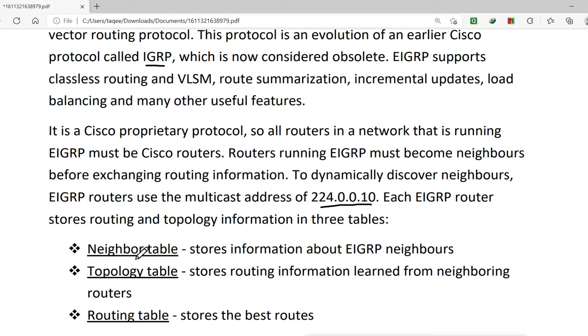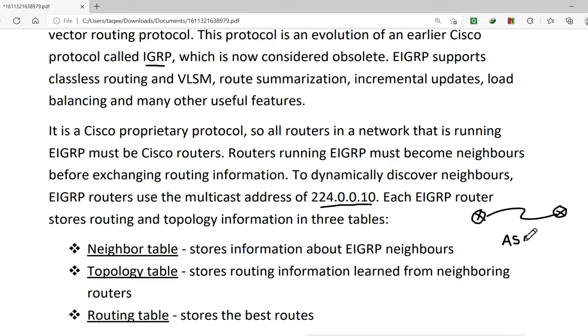So first it creates the neighbor table. Now for becoming neighbors, there is a criteria for these two routers. If you have two routers directly connected, they will only become neighbors when they send hello packets to each other. The information within the hello packets must be the same. First is the autonomous number. The autonomous number must be the same.